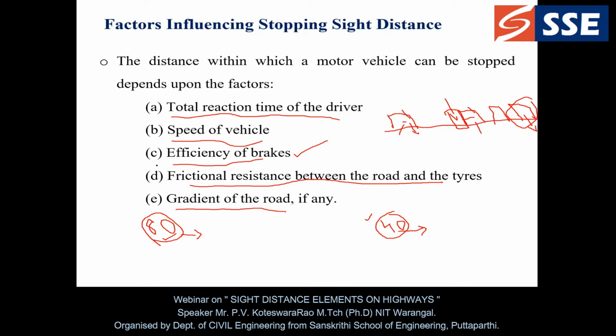Next one is frictional resistance between the road and the tire. If you observe, vehicles tend to skid mainly in the monsoon season or whenever the road surface is wet. Why is it happening in the monsoons only? The reason is, during the monsoon, the friction between the road surface and the tire is going to be less. That is, the friction is going to be very less between the wet surface of the road and the tire. Because of that, the brakes may not be applied properly and we are going to have an accident.